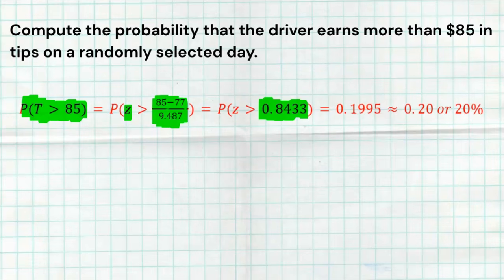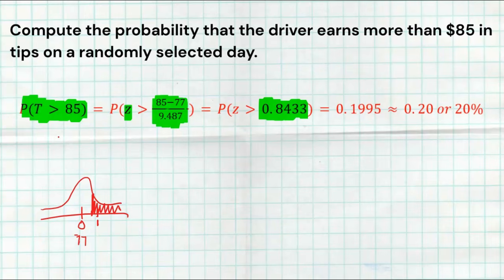0.8433. So if we're thinking about the normal distribution for this total, right smack dab in the middle is a z-score of 0, which would be the $77 that we would expect the total to be. Well, 85 is just a little bit above. It's not even one standard deviation above. It's about right here, about 0.8433. That's where $85 falls. And we want to find the probability that we are above that.